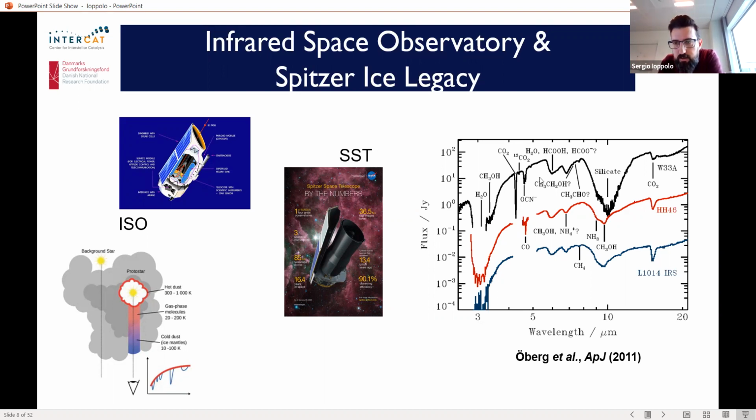And indeed, here in the high mass star, it looks like there are some question marks on some of these complex organic species that could contribute to the bands that we see in the spectrum. Unfortunately, as I was saying, we have sparse data, and the spectral resolution is not always optimal, especially in the case of Spitzer, or we don't have the right sensitivity in the case of ISO.